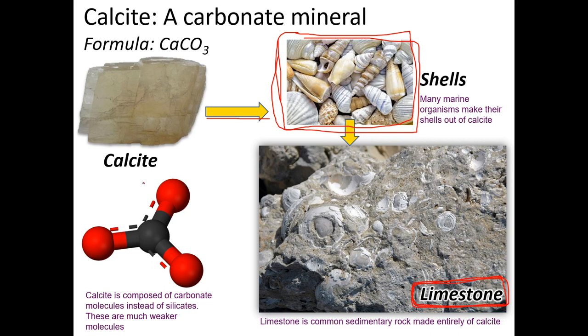Okay. This is what a carbonate molecule looks like. You'll notice it is different than a silicate molecule, right? It has a carbon atom surrounded by 3 oxygen atoms. These are much weaker kinds of bonds than the silicate molecules. Okay, these are much weaker, more erodible, softer minerals.